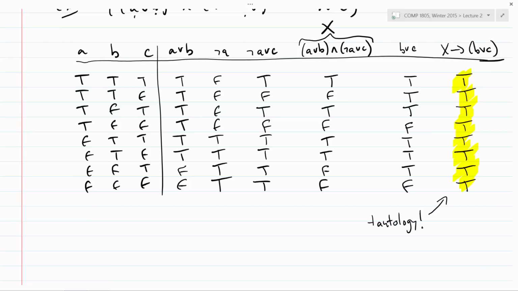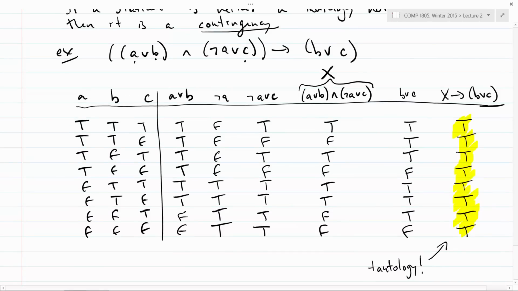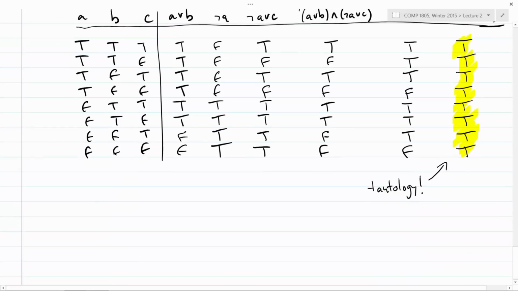All right. So, as an exercise that you can do at home, stick a negation in front of this entire thing and put it in parentheses. Go through this same exercise and show that it's a contradiction. The exact same thing happens, so I'm not going to do an example. You just get all F's in the last column. But if you know how to make a truth table, it doesn't really matter what you end up with.